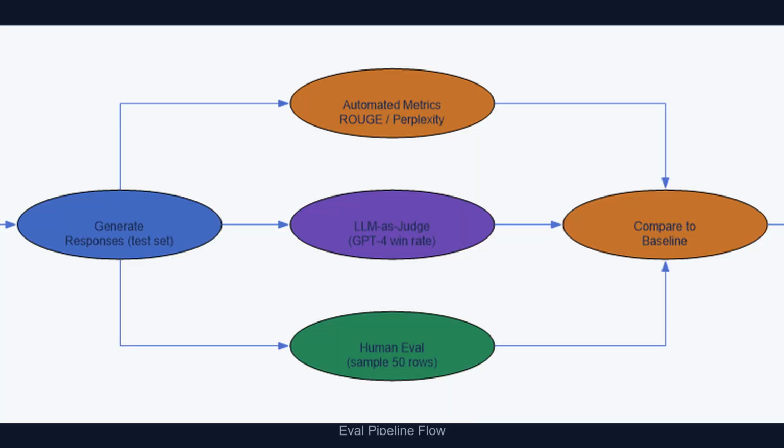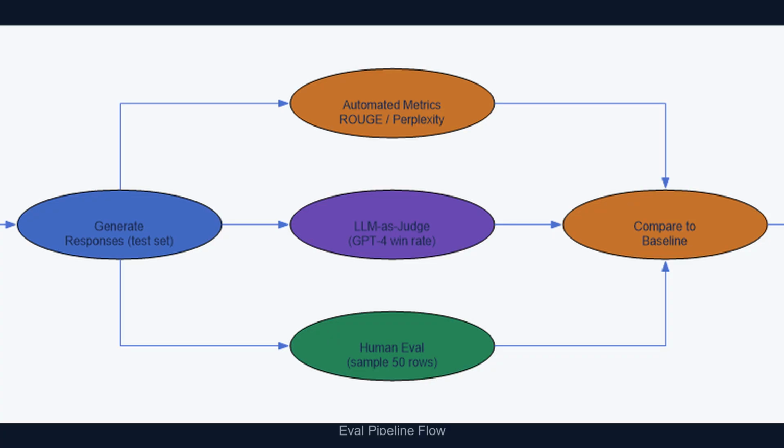The evaluation pipeline has a clear sequence, and understanding the full flow helps you know where you are at each step. It starts with checkpoint selection. You pick the checkpoint with the lowest validation loss, not necessarily the final one. From there, you run your test set through the model to generate responses. Those responses feed into two parallel tracks. Automated metrics like ROUGE scores and perplexity give you fast, objective numbers, and an LLM-as-judge approach, using a model like GPT-4 as an evaluator, gives you a win rate against your baseline.